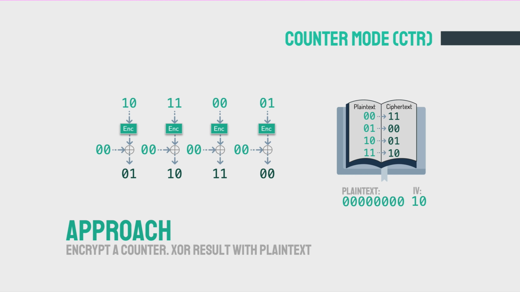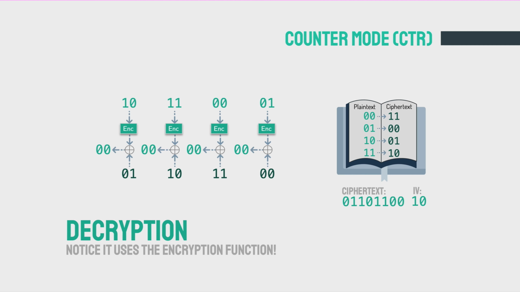Okay, here's the cool part. Decryption is exactly the same as encryption, except we reverse the inputs of the XOR function. We take the counter, we run it forward through the encryption function, and we take that result and XOR it with the ciphertext to give us back the original plaintext. So you'll notice that decryption actually involves the encryption function of the block cipher.